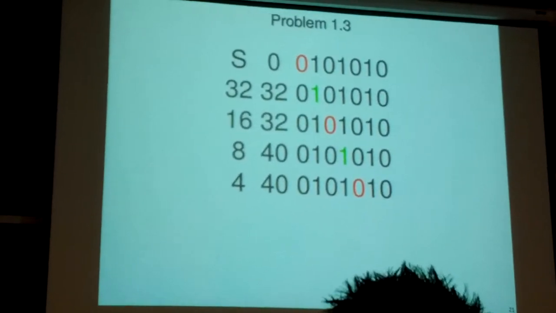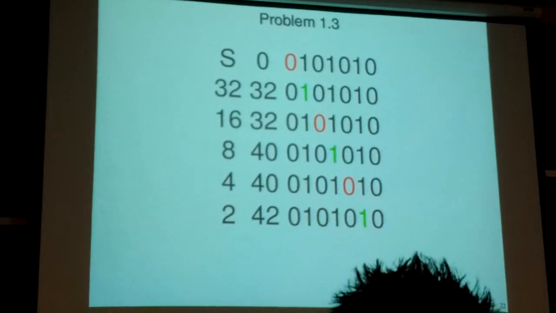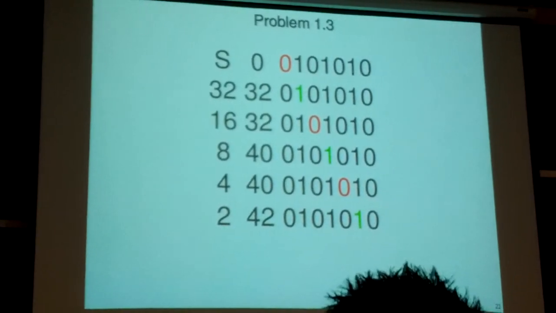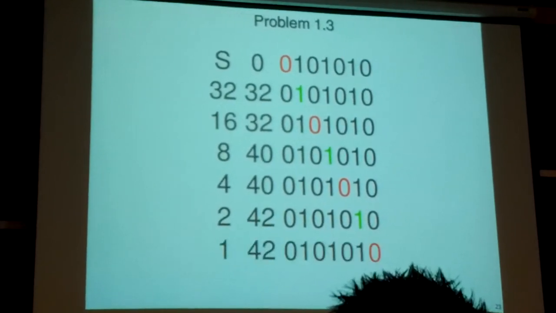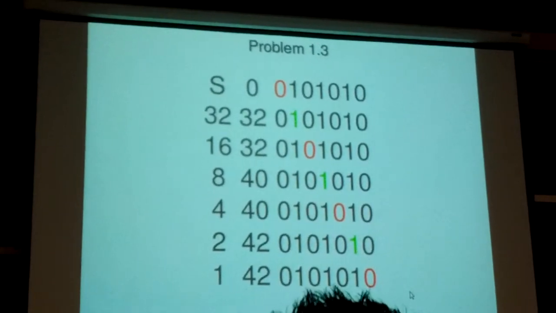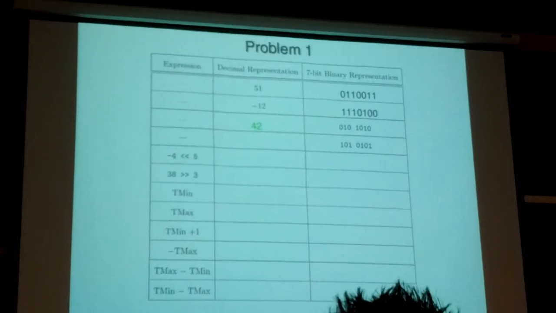The 4 position is a 0, so we keep 40 in the accumulator. The 2 position is a 1, so we add 2 to 40, we get 42 in the accumulator. And the 1 position is a 0, so we keep the value in the accumulator of 42. And that's the answer to that problem.